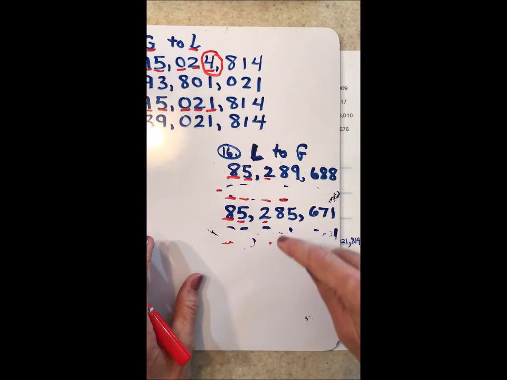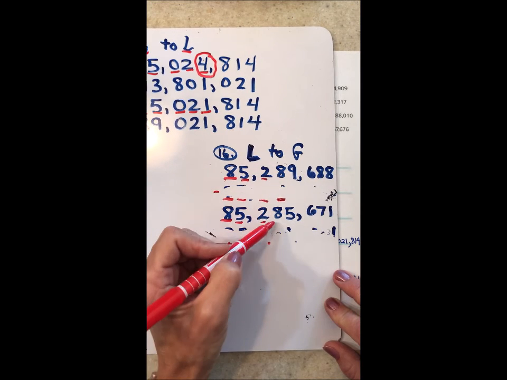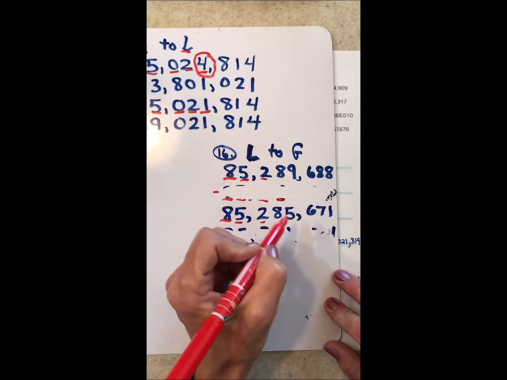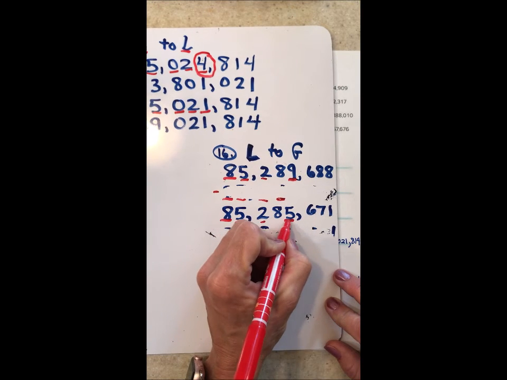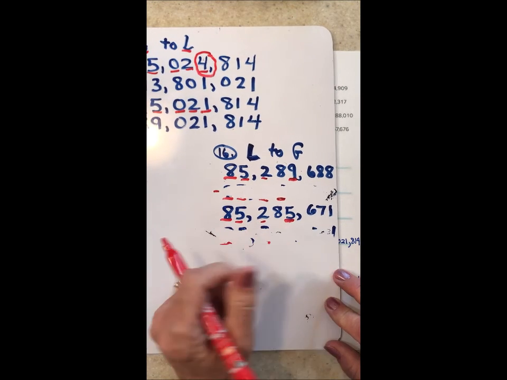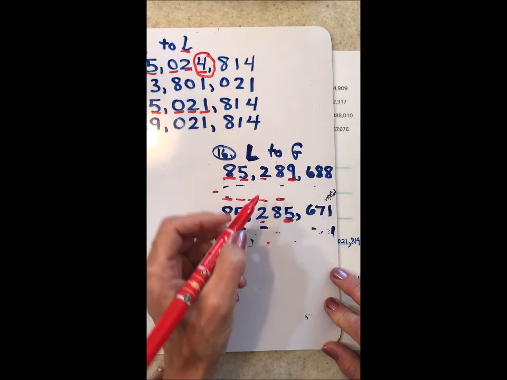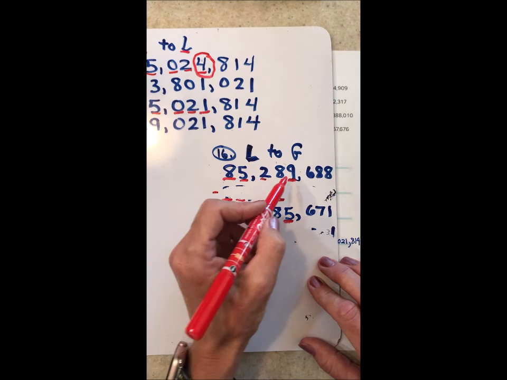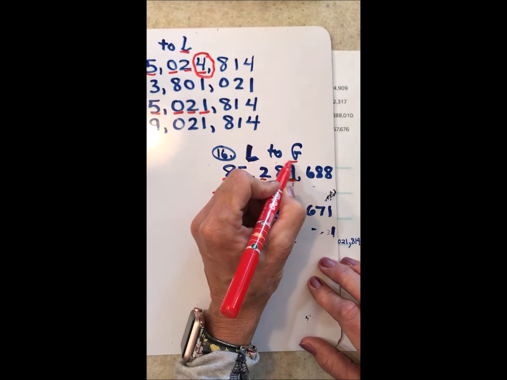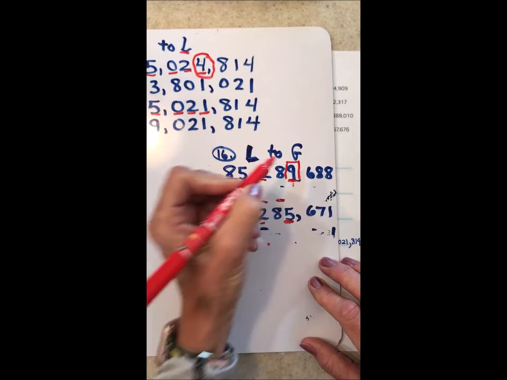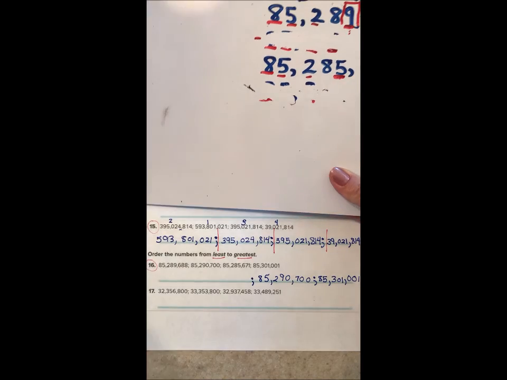They all matched all the way up. We have 8, 8, 5, 5, 2, 2, 8, 8. Oh, here's where they are different. We have a 9 in the thousands place versus a 5 in the thousands place. 9 is greater. 5 is less than 9. Therefore, I'm going to write this one onto my blank because this would be the next largest number. Here we go. Transfer it to my answers.